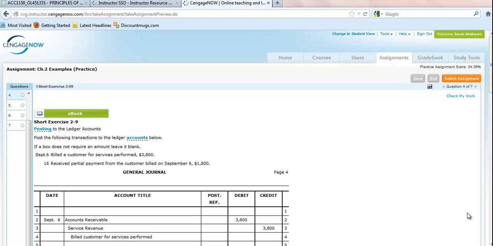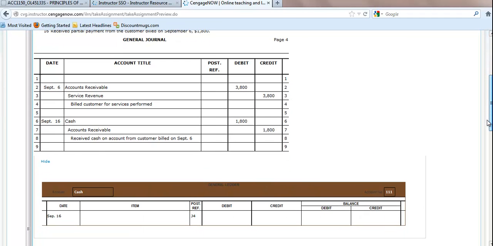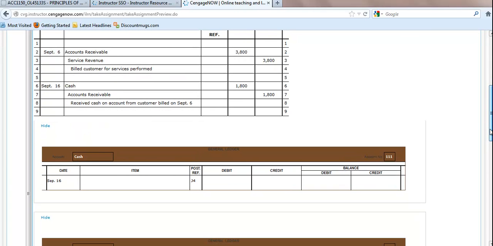Now we're going to take a look at posting. Posting is the process of copying the transactions from the general journal into individual general ledger accounts. So you have a general ledger account for each account, similar to the T accounts.